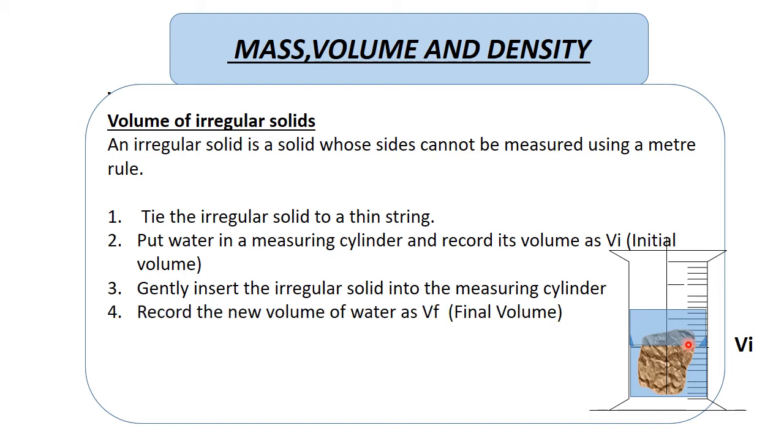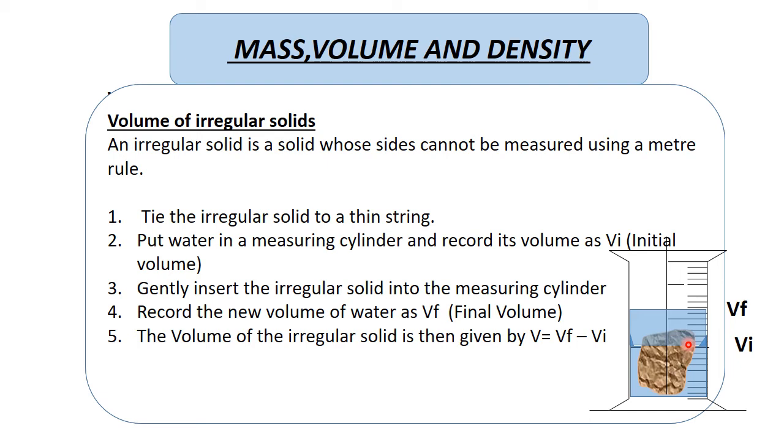This is step 4: record the new volume of water as VF, which is the final volume. Once this is done, the volume of the irregular solid is given by volume equals VF minus V initial. So you just subtract the initial volume from the final volume. That's the volume of your irregular solid.